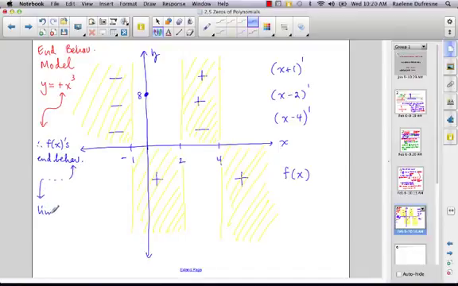In other words, we say the limit as x approaches negative infinity of f of x equals negative infinity, because as x goes to the left, y goes down, and as x goes to positive infinity, y goes to positive infinity. So the limit as x approaches positive infinity of f of x equals positive infinity. And because we have multiplicity 1 for all of the roots, we're going to go smoothly through.